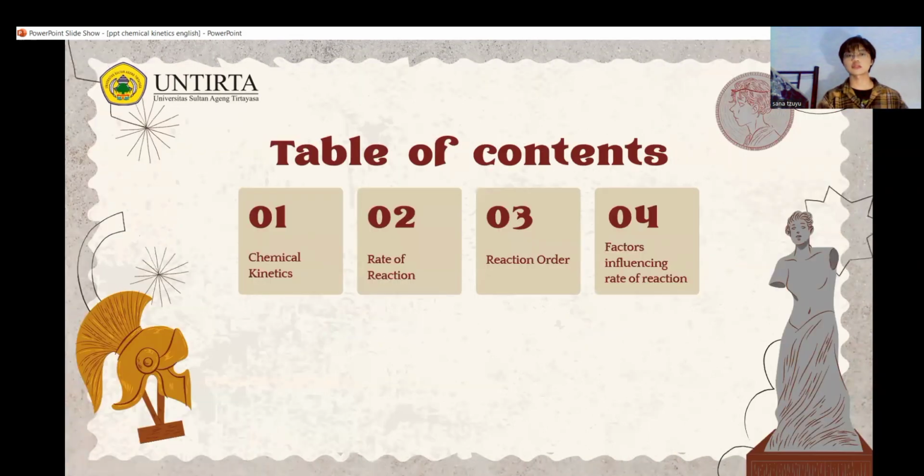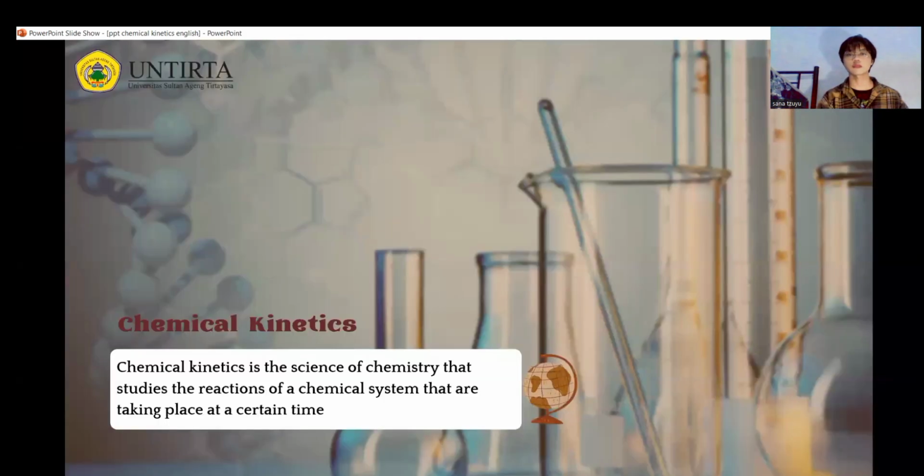The contents I will explain in this presentation are chemical kinetics, rate of reaction, reaction order, and factors influencing rate of reaction. Chemical kinetics. Chemical kinetics is the science of chemistry that studies the direction of a chemical system that is taking place at a certain time.